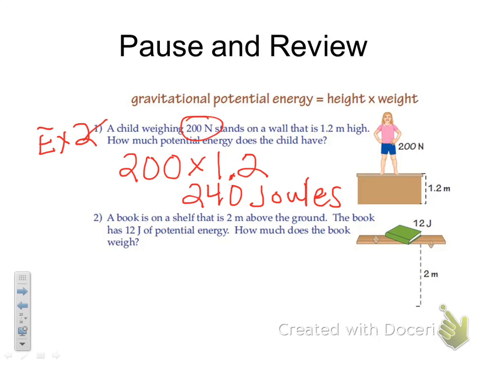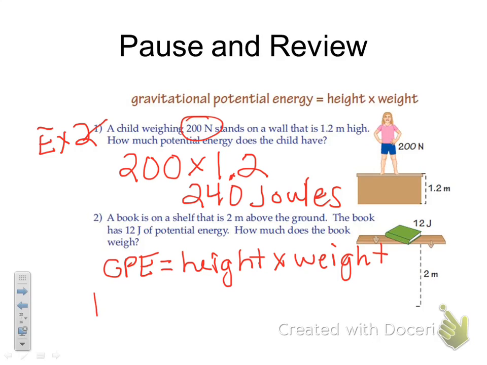So we know the gravitational potential energy, don't we? Yes. When we plug that in, we're setting up our formula a little differently. We've got 12 joules over here. Do we know the height? Yes. Do we know the weight? No.